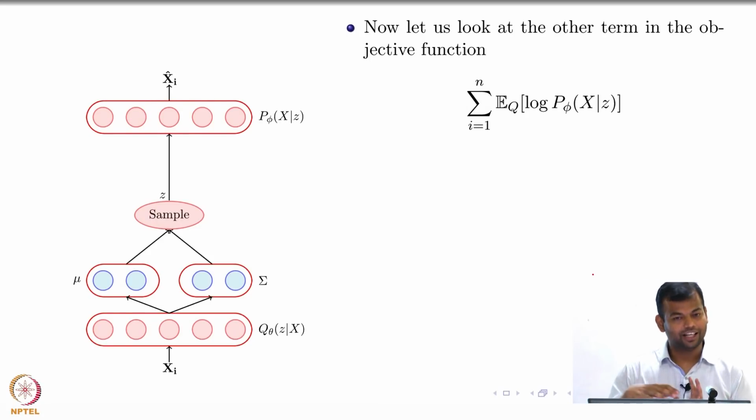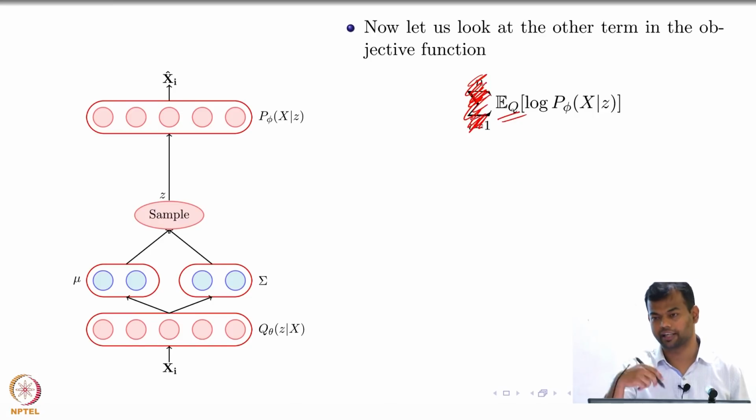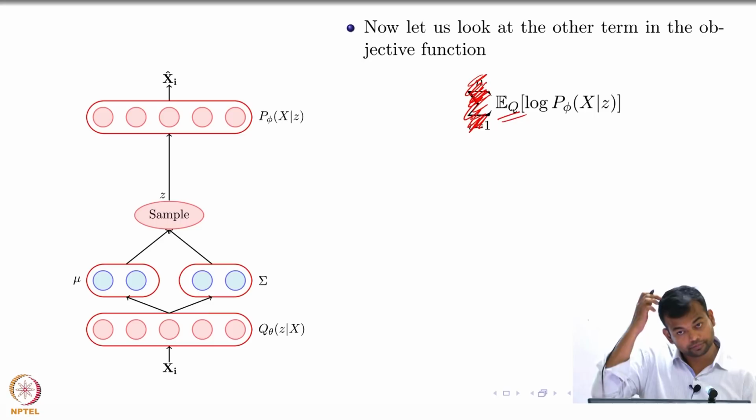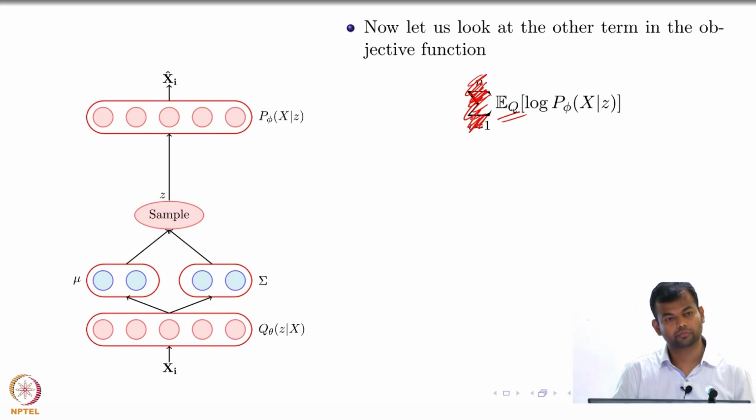Now let's look at the other term in the objective function. Any guess what I'm going to do? This term is supposed to be computed. Okay, so this was not this, sorry. We already have one nasty integral there, we don't need the other summation, right? This was summation over all the data points, but we don't need that, right? Because we're just dealing with one data point. So this is the expectation with respect to Q, the distribution Q.